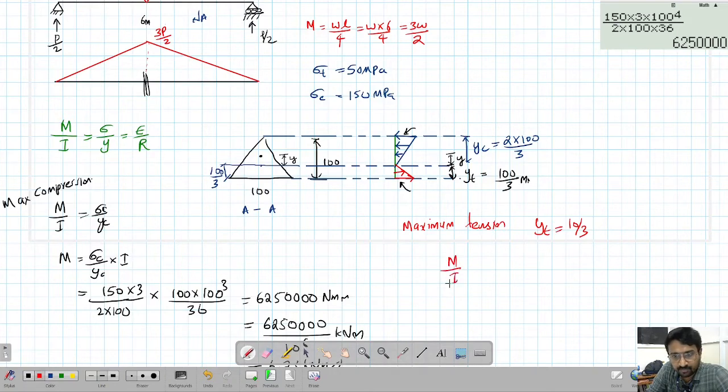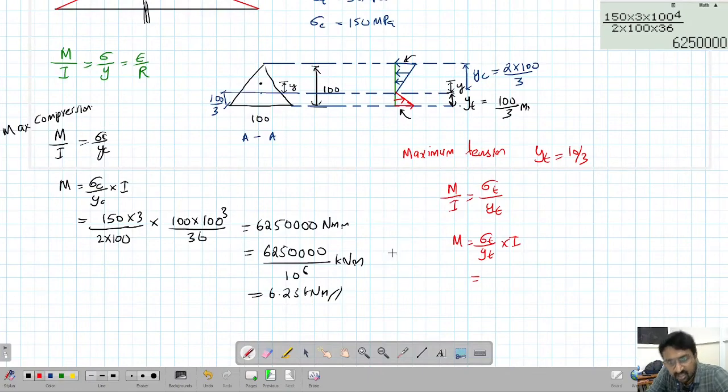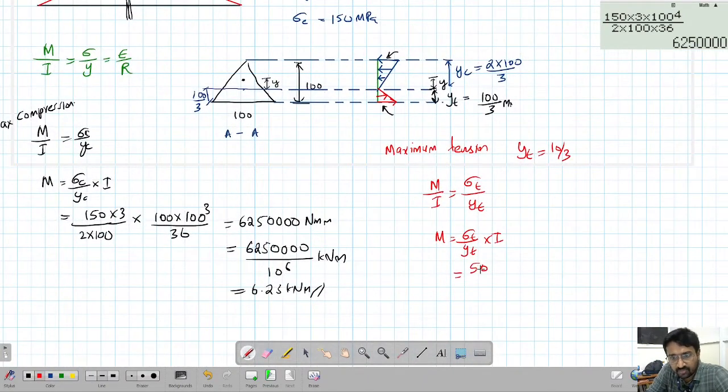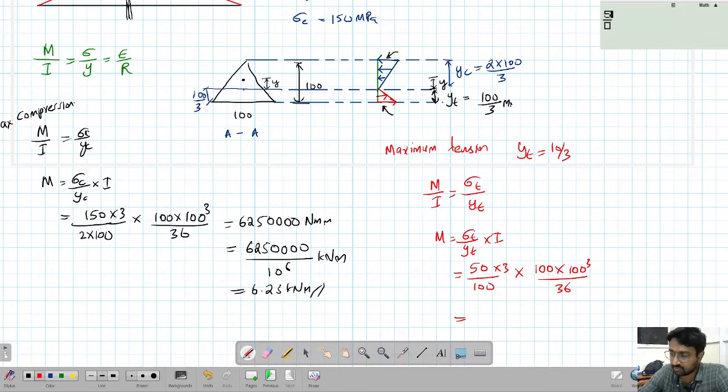So here it is M by I equal to sigma t upon yt. Yt is this distance from the neutral axis to the maximum tensile location. So M equals sigma t upon yt into I. Sigma t is given as 50 MPa, if I am correct, yes, 50 MPa. So 50 upon 100 by 3 into I, which as usual is bh³ upon 36, where b is 100 and h is 100 cubed upon 36. Let's check the value we get: 50 times 3 times 100 raised to 4 divided by 100 into 36. This is 416666.